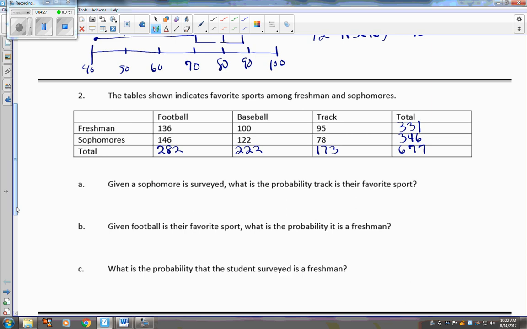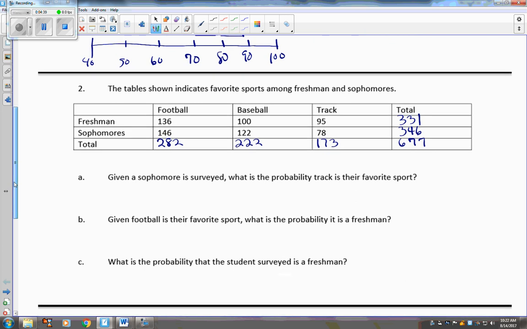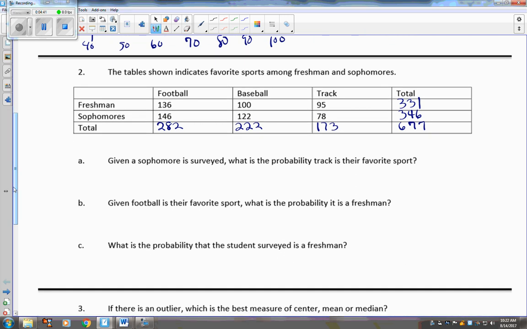If it did ask me to make a joint and marginal frequency table, I would take each of these numbers, every one of those numbers, and divide them by 677. But I can answer these questions from the frequency table. It says, given a sophomore surveyed, what is the probability track is their favorite sport? Remember, for these conditional relative frequencies, it's joint over marginal. Marginal usually follows the word given.